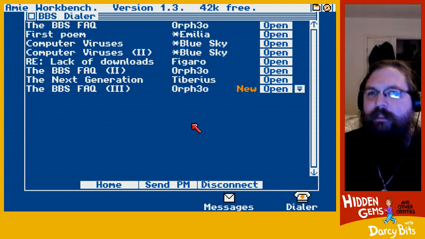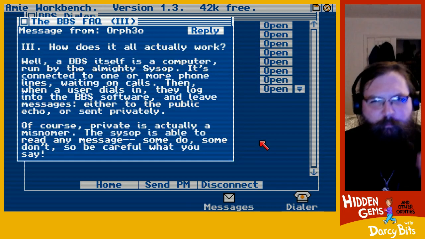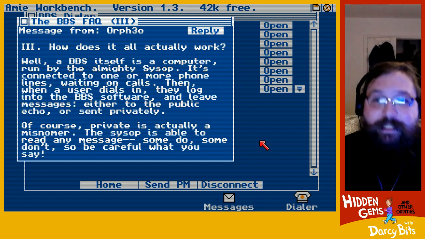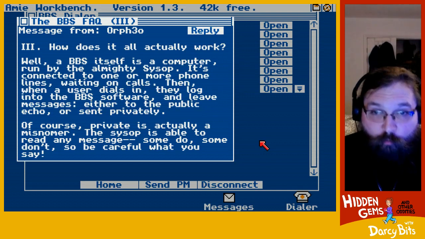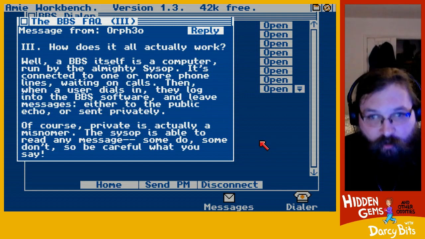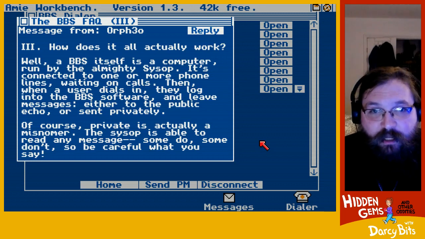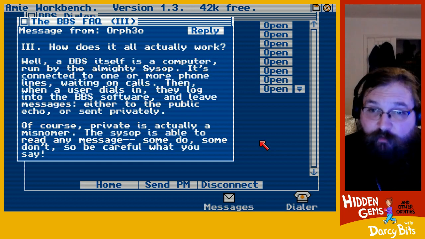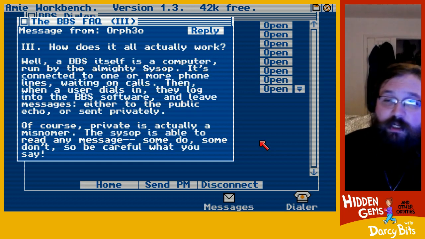And BBS FAQ 3. But how does it all actually work? Well, BBS itself is a computer run by the almighty sysop. It's connected to one or more phone lines, waiting on calls. Then, when a user dials in, they log into the BBS software and leave messages, either to the public echo or sent privately. Of course, private is actually a misnomer. The sysop is able to read any message. Some do, some don't. So be careful what you say.